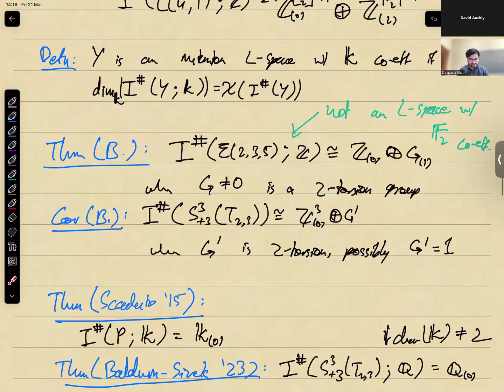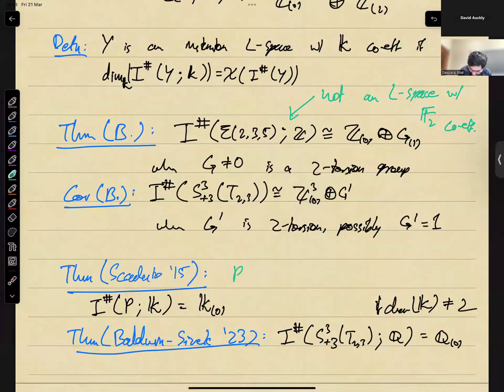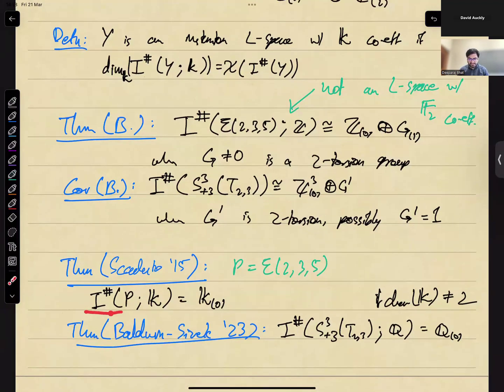P here is the Poincaré homology sphere. This is a result by Chris Scaduto that its instanton homology is just your field K whenever your field is not of characteristic two. So we already knew that if there was any torsion, it had to be two torsion. And this result should be seen as confirming that there is in fact some torsion.